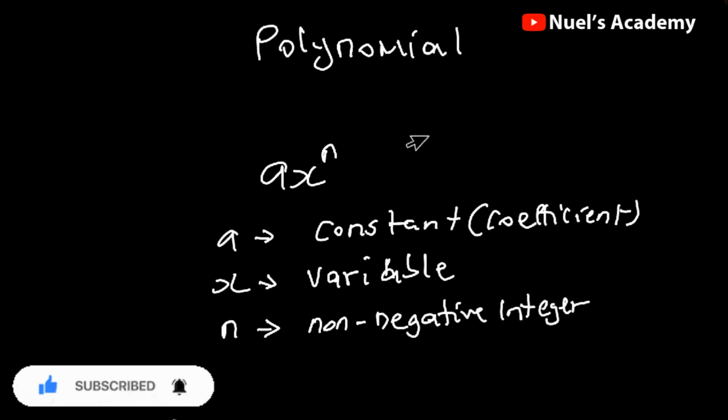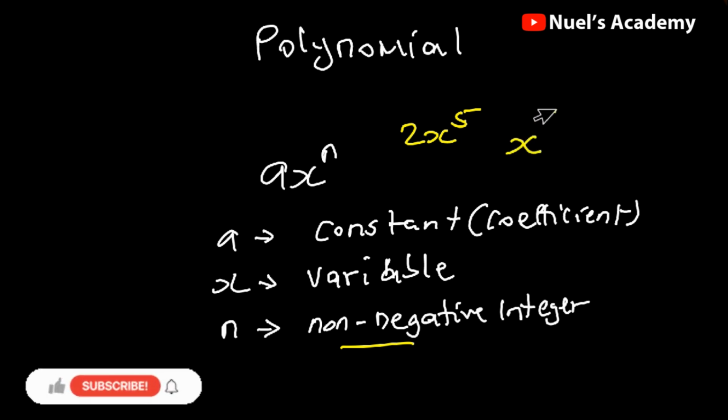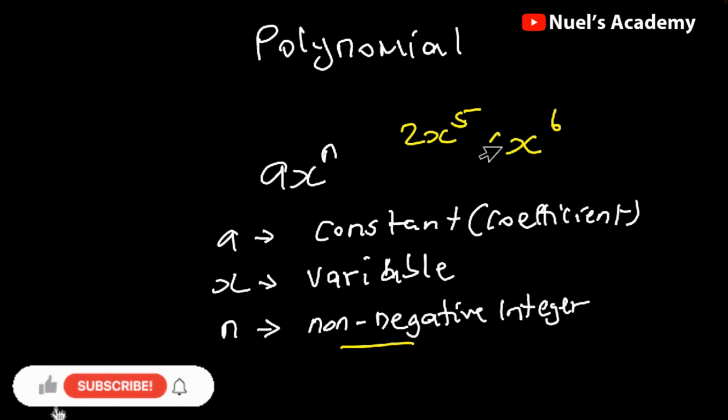Let's take for instance, if you have 2x raised to the power 5. As you can see, this exponent, which is 5, is a non-negative integer, and this 2 is the coefficient of x, or the constant, and x is the variable. Another example is x raised to the power 6. Here the coefficient of x is 1. Also, for example, 2x raised to the power 7. All of these are polynomials.